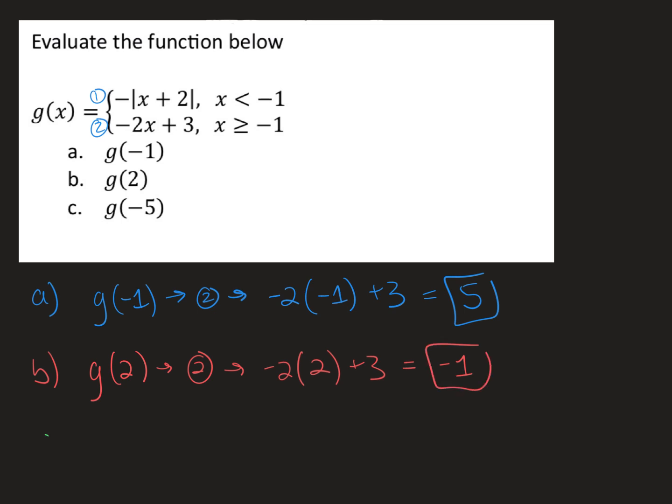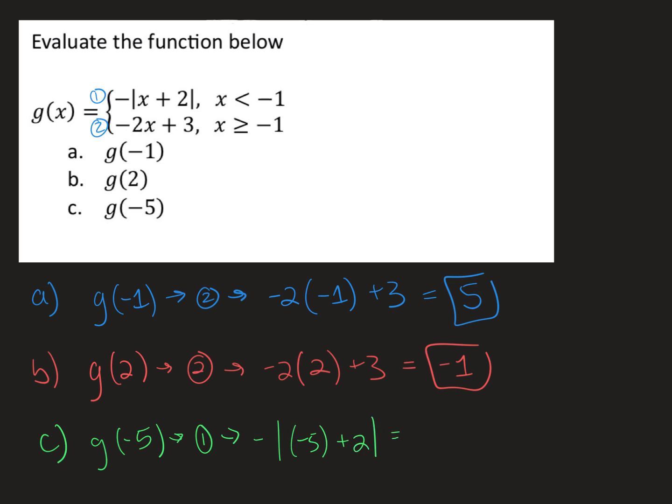Part C, here we have g of -5. So we just do our comparison again. Is -5 less than -1? Yes. So in this case, we will use the top equation, and we just substitute the -5 in for x.